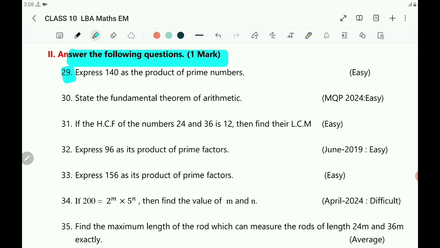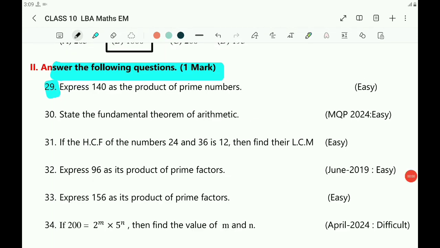Now let us take question number 29. Express 140 as a product of prime numbers. Write the number 140. Now the first prime number is 2. Try to divide it by 2. Check whether it is divisible by 2 or not.